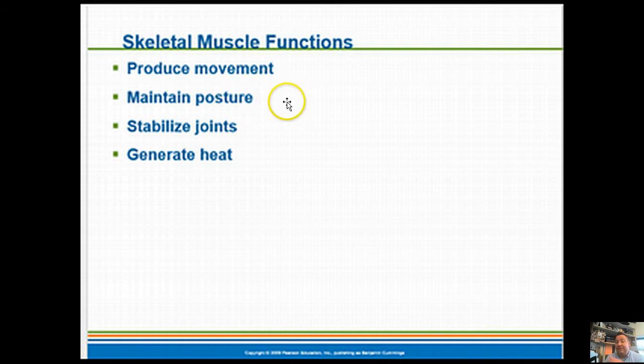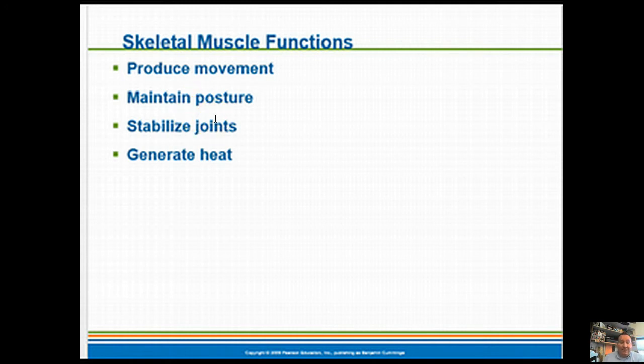The first function that we have is it's going to produce movement. This is what's going to be able to produce movement in your body, the actual contraction of the skeletal muscle. It's going to a lot of times pull on bone. It also helps maintain posture, so it keeps you upright. These muscles have that ability to keep you upright, positioning and maintaining your posture itself.